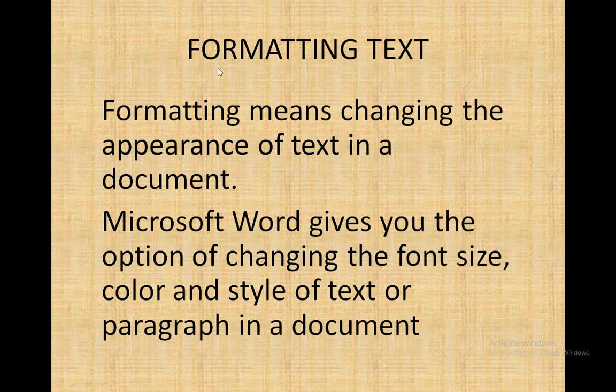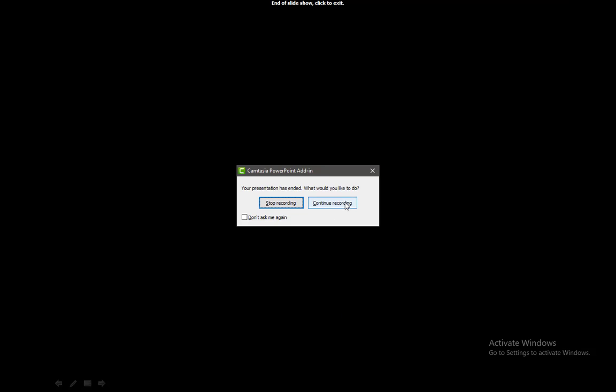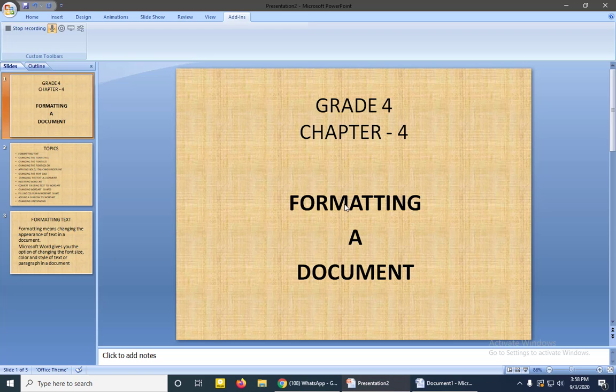So here is what formatting text is. Formatting means changing the appearance of the text in a document. Microsoft Word gives you the option of changing the font size, color and style of the text or paragraph in a document. So we'll see now the next remaining topics.